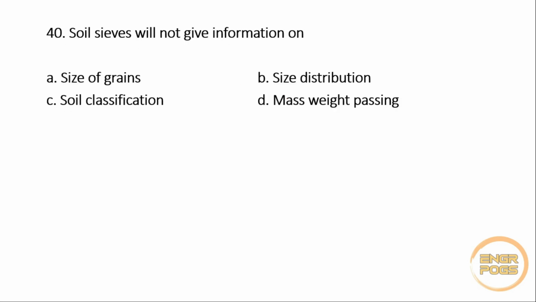Number 40. Soil sieves will not give information on: A. Size of grains, B. Size distribution, C. Soil classification, and D. Mass weight passing. And the answer is letter C.